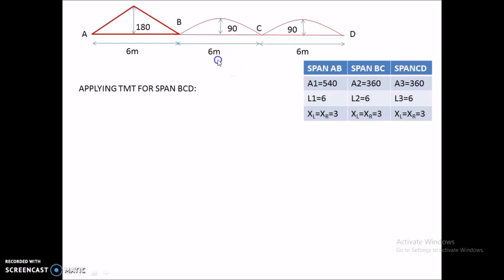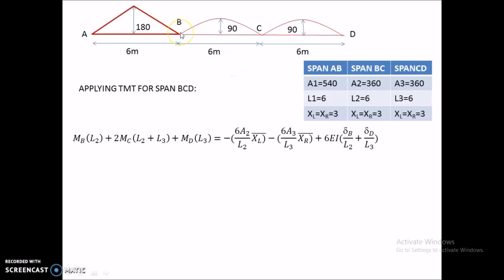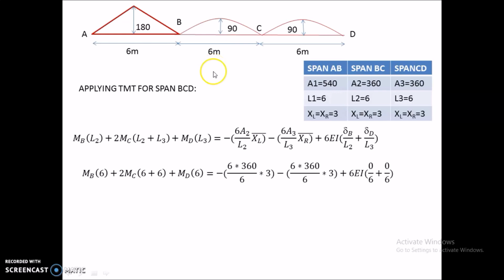So the moment equation will be MB into L2 plus 2MC into L2 plus L3 plus MD into L3 is equal to minus 6A2 XL bar by L2 minus 6A3 XR bar by L3 plus 6EI delta B plus delta D by L2 plus L3. So now here L2 value is 6 meters. L3 value is also 6 meters.